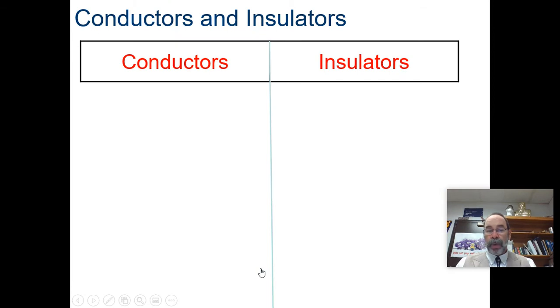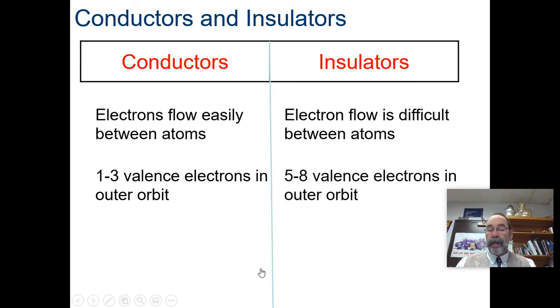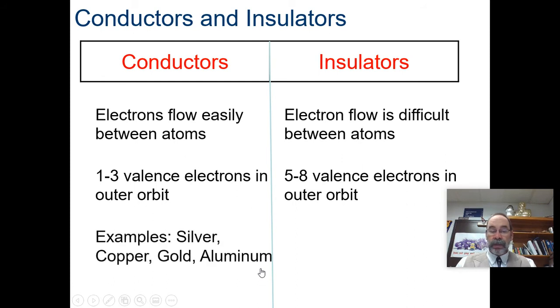So what are conductors? Materials where electrons flow easily between the atoms, where insulators are just the opposite, it's difficult. If you have 1 to 3 valence electrons in the outer orbit, it's a conductor, and insulators are going to have a lot more. Key difference there. Some good examples of conductors are silver, copper, gold, aluminum. That's what wires are made out of. Insulators: mica, glass, quartz. If you think about resistors, rubber, that's an insulator also.